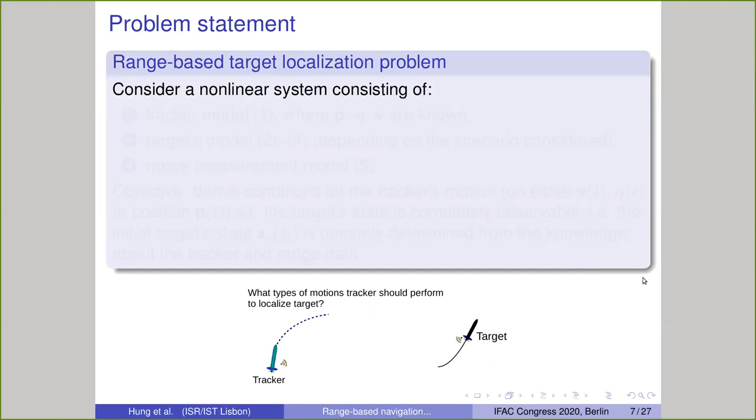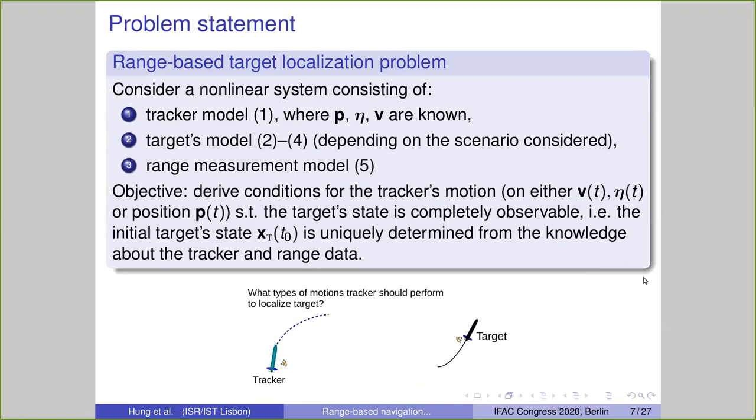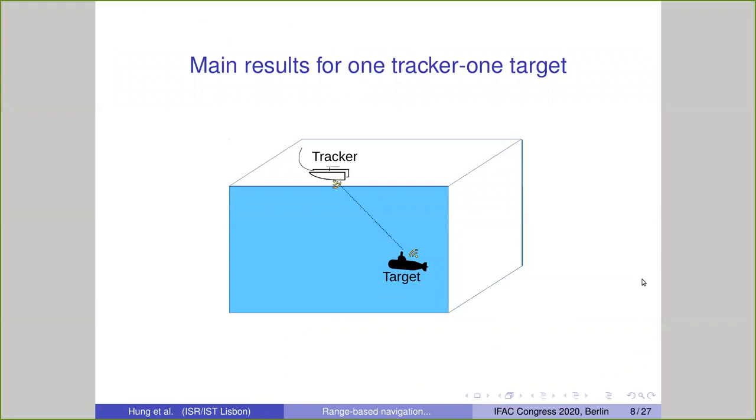Consider the nonlinear system consisting of the tracker model, where all the information of the tracker is known, the target model, which depends on the scenario considered, and the range measurement model. The objective is to derive the condition for the tracker motion, either on its velocity vector or on its position, such that the target state is completely observable. In other words, the initial target state is uniquely determined from the knowledge of the tracker and the range data. So now we will show some results for when we use one tracker to localize a target.